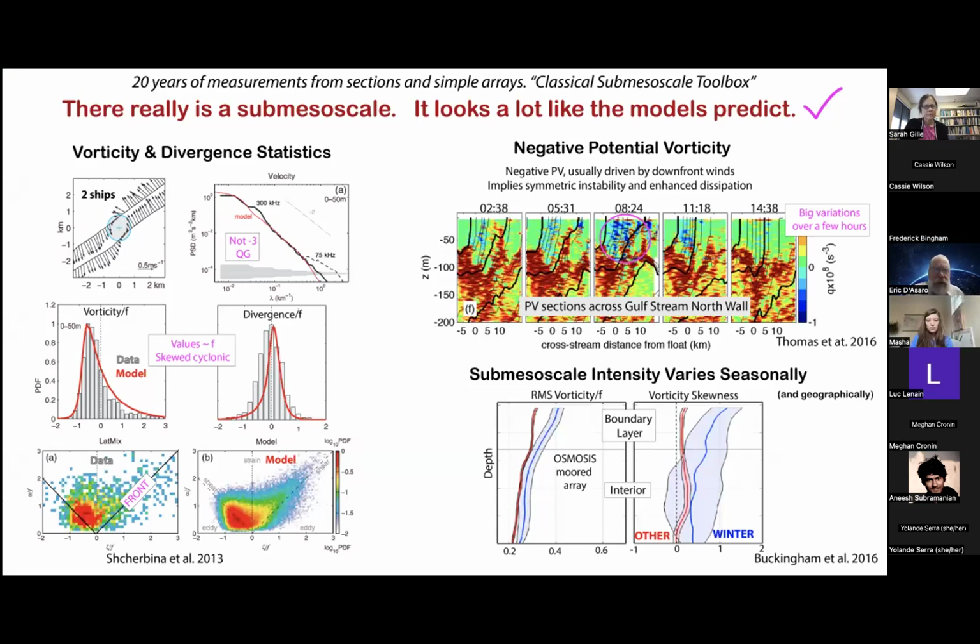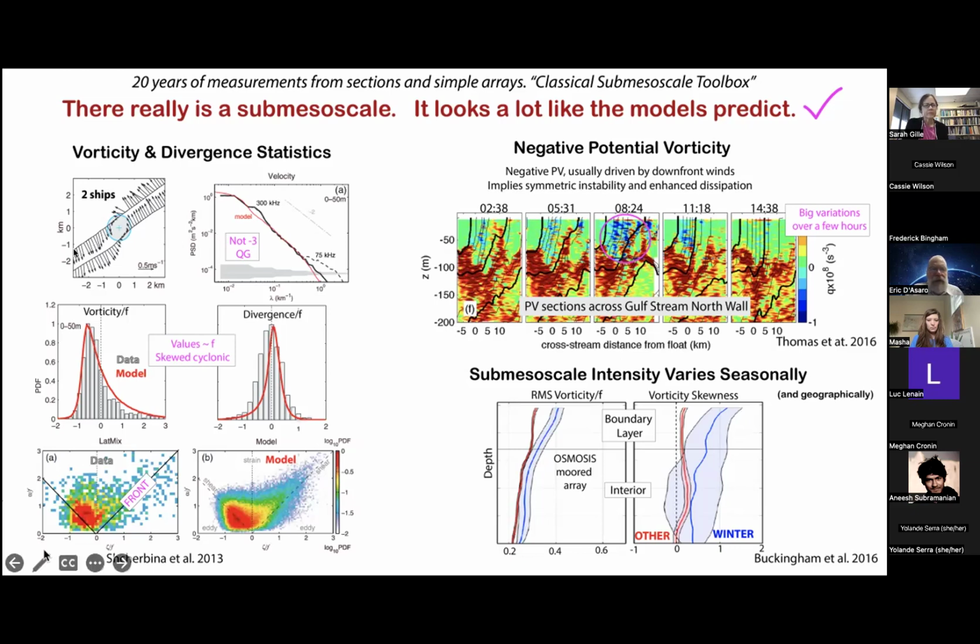And this is sort of a summary of what's been done, mostly with data, to address these questions. So 20 years of measurements from fairly simple things, simple arrays with a few elements or from sections. I think we've developed what I'm calling the classical submesoscale toolbox of metrics, things that we can compute, lots of people have computed, and seem to be robust and give us sensible values. So that's a classical set of things. Here's more or less what they are.